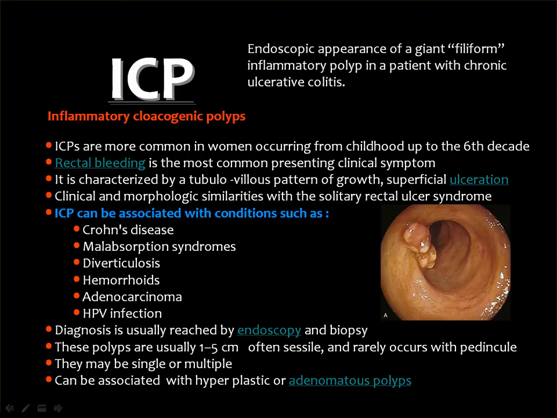So, you see this is one of these polyps, and the inflammatory bowel diseases like Crohn's disease, malabsorption, diverticular disease, and these conditions also may be associated with adenocarcinoma or human papilloma virus. The diagnosis is by endoscopy and biopsy. Polyps are in the range of 1 to 5 centimeters, and they may be associated with hyperplastic or adenomatous polyps. I mean, these inflammatory polyps can be present at the same time with these types of polyps.